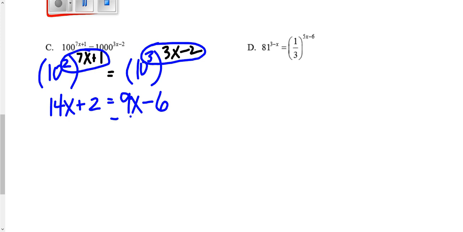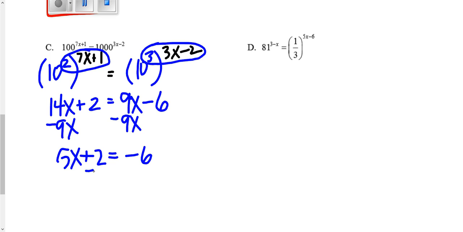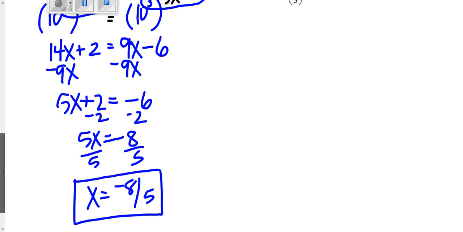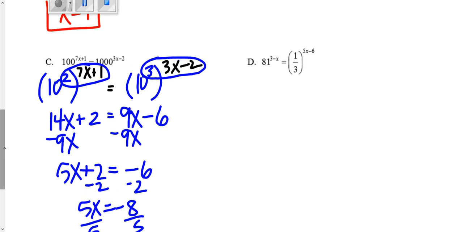Continuing to solve, I'm going to subtract 9x over here. So that would leave me with 5x plus 2 equals negative 6. I'm going to subtract 2. So I get 5x equals negative 8. And if I divide by 5 on both sides, I get x equals negative 8 fifths. So as we've kind of gotten used to in second semester, our answers aren't always pretty, and that is totally okay. Don't feel like you did anything wrong.